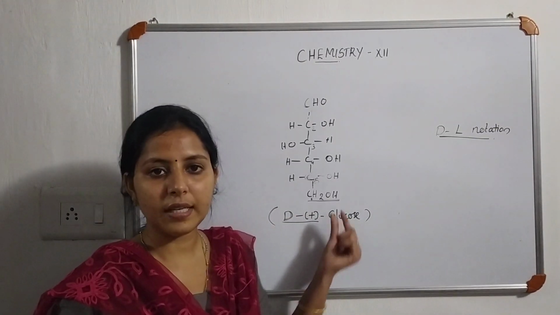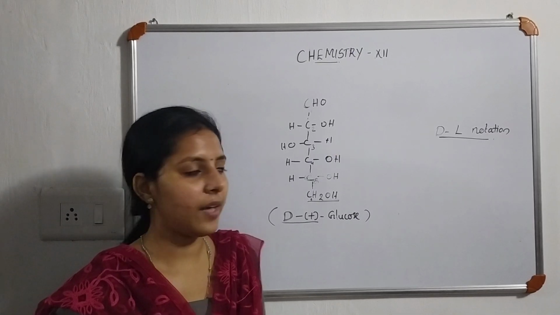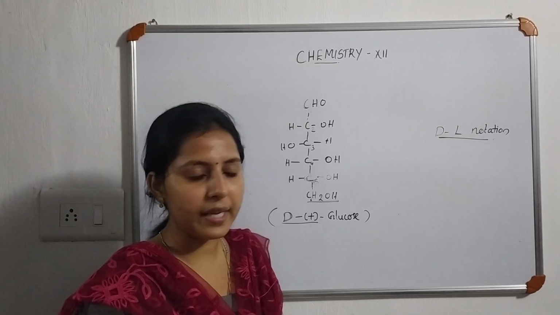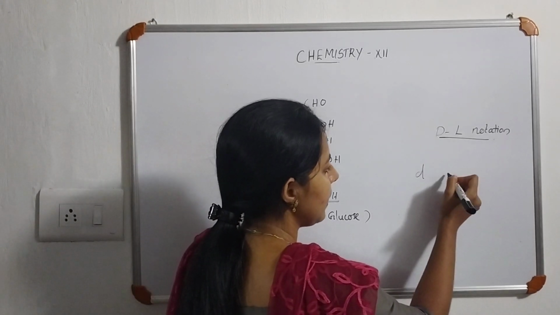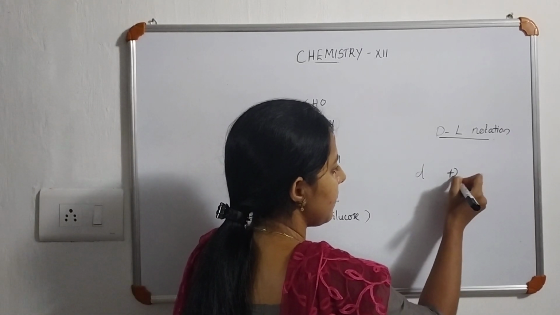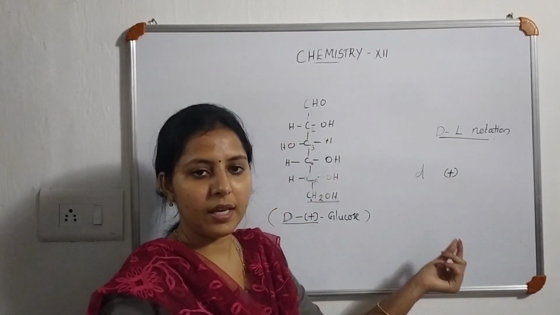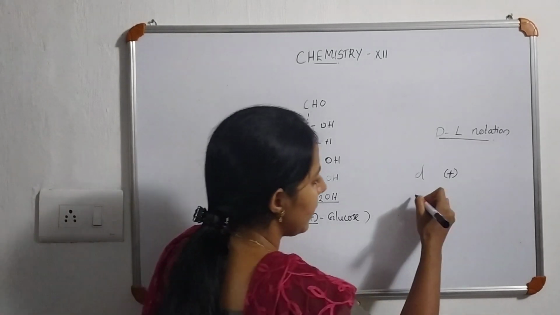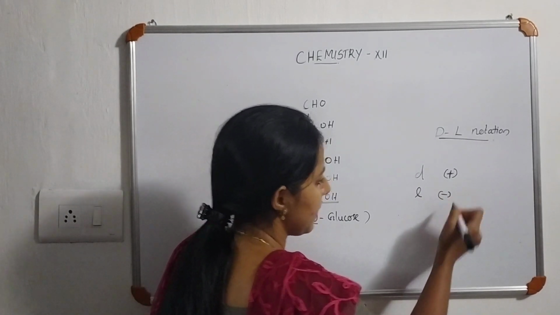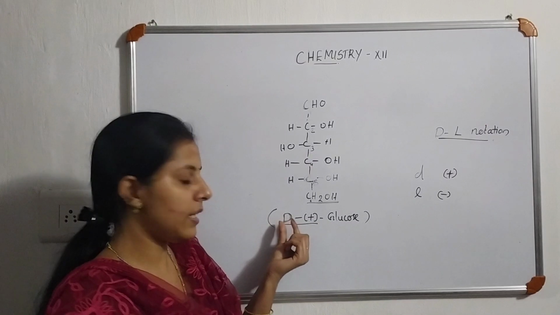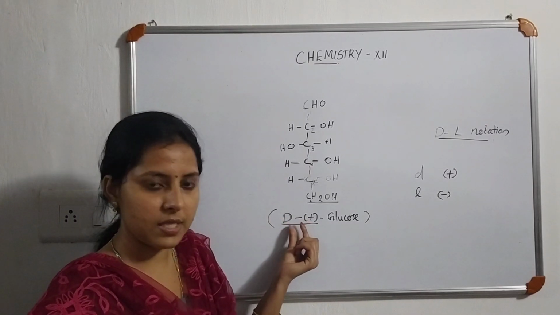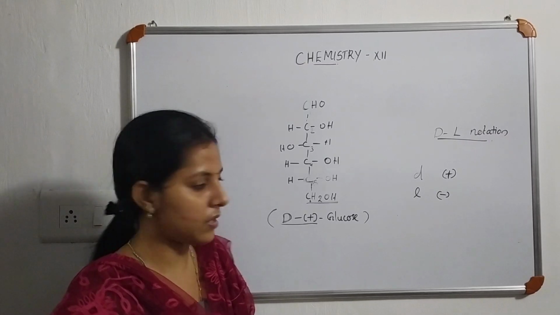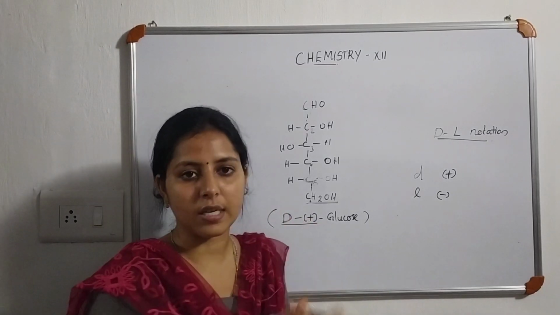And this plus sign indicates the optical rotation of the compound. We know that if a compound rotates plane polarized light towards the right, it is called dextrorotatory, represented by a plus sign. If the compound rotates plane polarized light towards the left, it is called levorotatory, or minus sign. So this D represents the configuration on the asymmetric carbon, and this plus sign indicates the optical activity of that compound. So this is the actual Fischer structure of glucose.